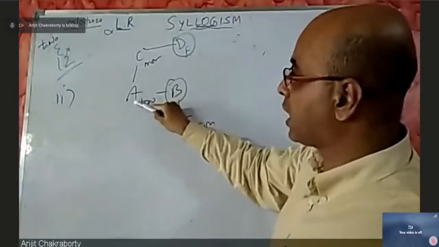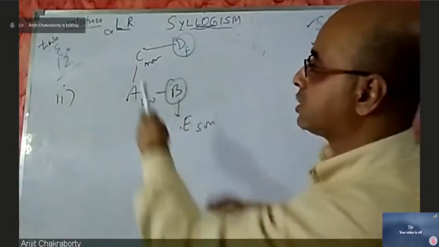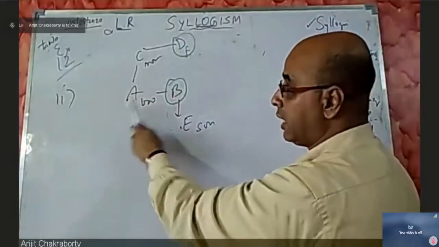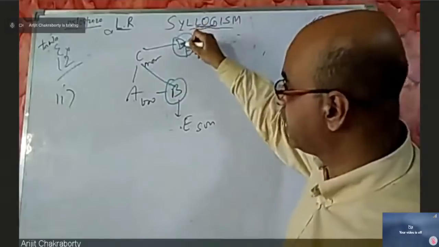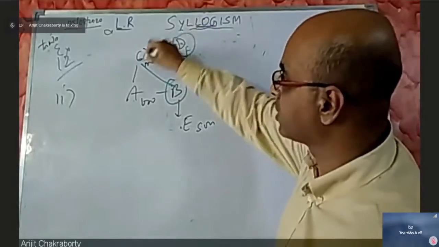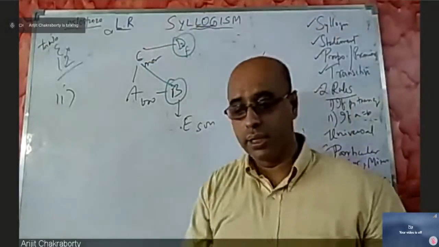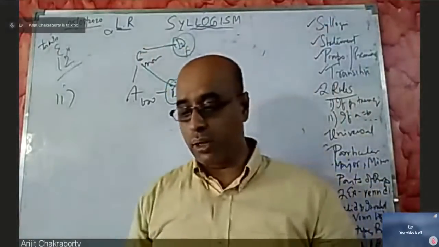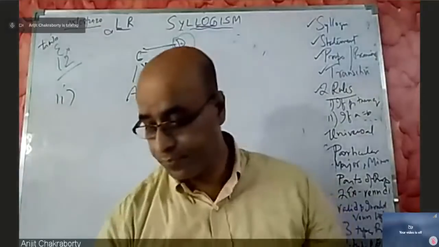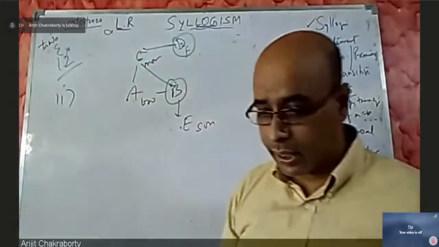A and B are brothers, and C is the mother of A, so C is also the mother of B. That means D is B's mother's father, so grandfather. That means B is the granddaughter of D. So I think Kunal, you have got it. The answer is granddaughter.